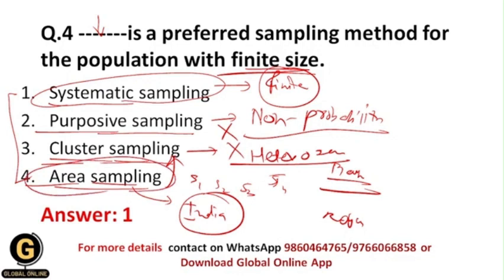And here as well you can understand that we don't know the size of the population. Here the population size is infinite actually, like in cluster sampling, and that's why this option gets eliminated. So your correct answer is systematic sampling.